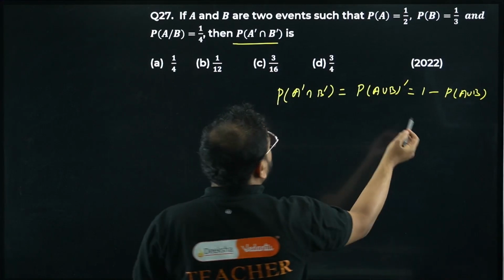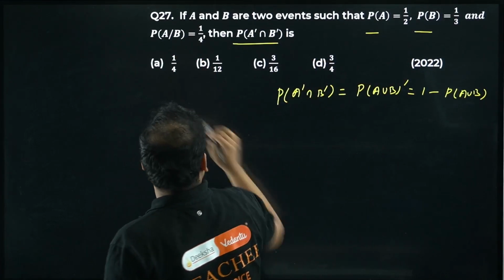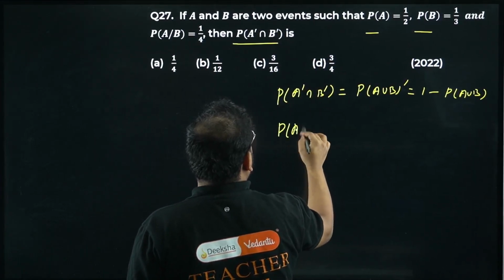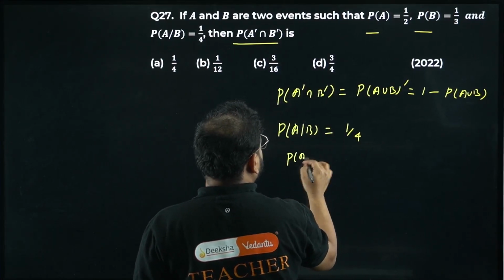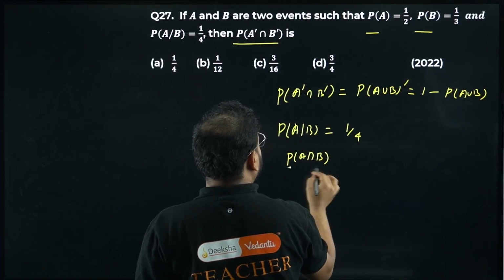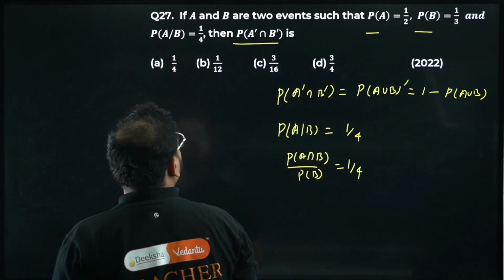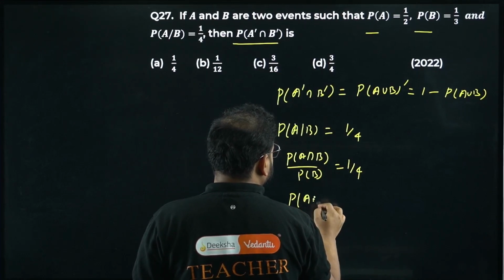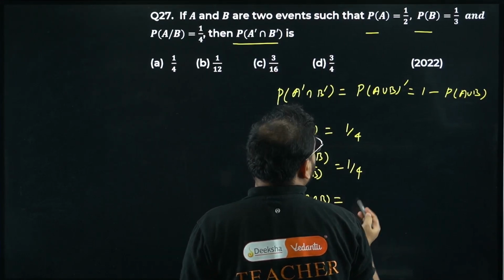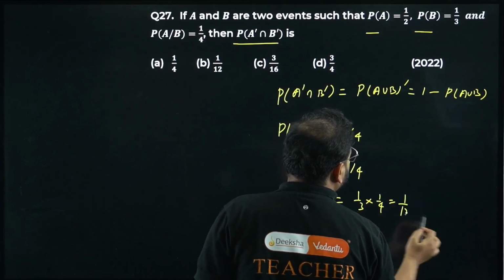So let's look for the condition. I have P(A), I have P(B), I'm missing only the intersection. From here, P(A|B) equals 1/4, which is P(A ∩ B) upon P(B) equals 1/4. P(B) is given as 1/3, so P(A ∩ B) is P(B) into 1/4, which means 1/3 into 1/4, which is 1/12.